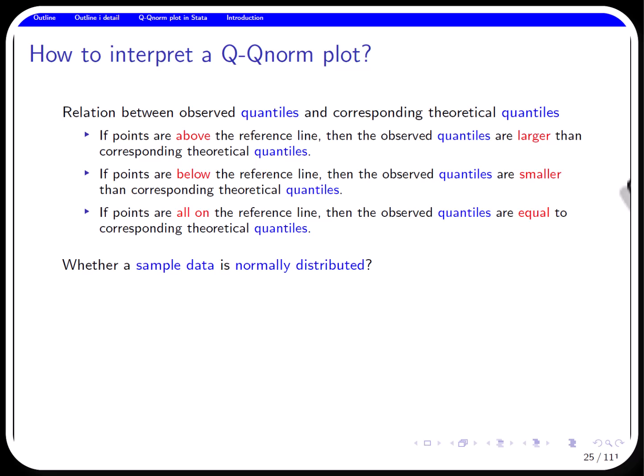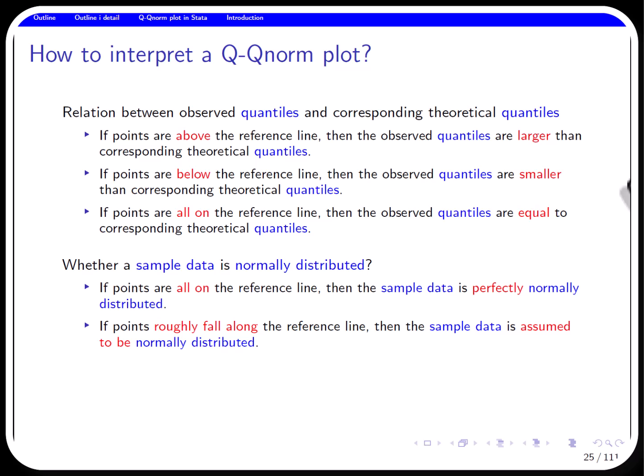Whether a sample data is normally distributed or not. If points are all on the reference line, then the sample data is perfectly normally distributed. If points roughly fall along the reference line, then the sample data is assumed to be normally distributed. If points are far away from the reference line, then the sample data is not normally distributed.